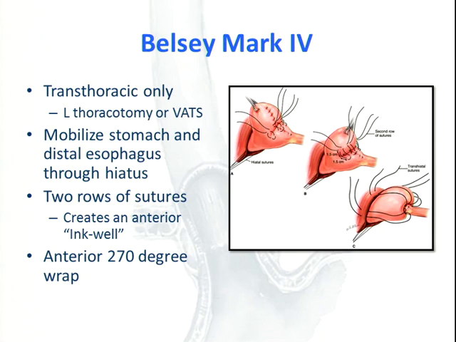All right, Belsey Mark IV. So this is generally done only through the chest, whether it's open or through a thoracoscopic approach. You're going to open up the hiatus and mobilize the esophagus and distal stomach, and you're going to place these 2 rows of sutures, creating this kind of inkwell, and this is basically like an anterior 270, or it's like an anterior Toupet done through the chest.